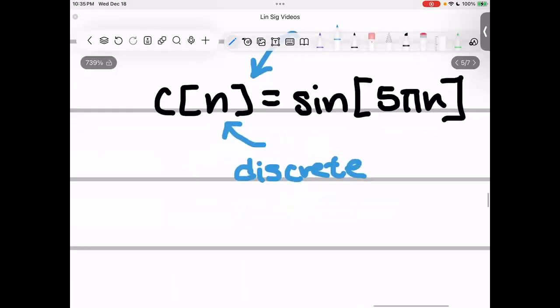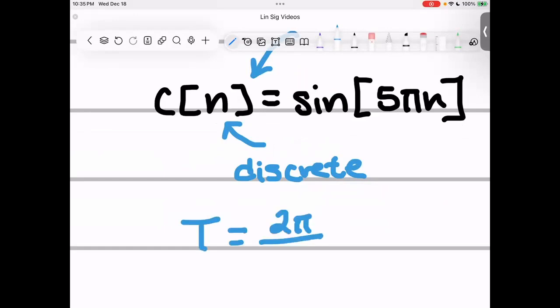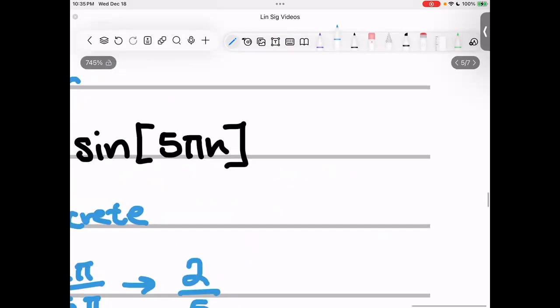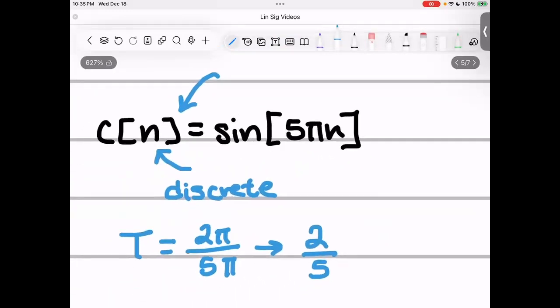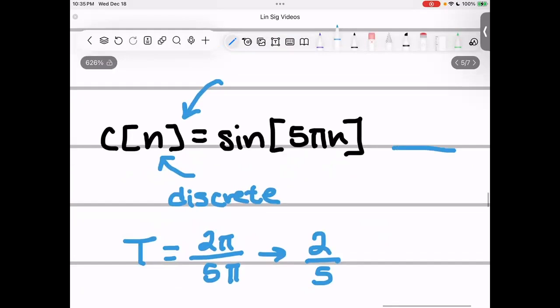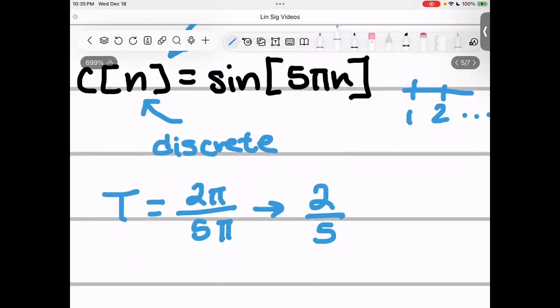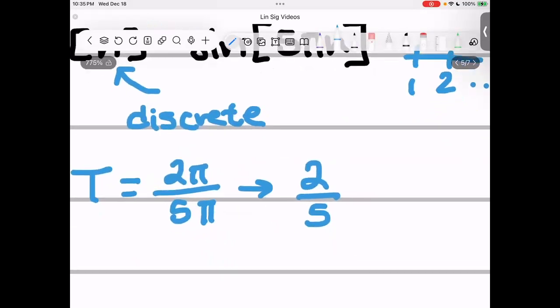If we get our period again, we're going to do 2 pi over b, and b here is 5 pi. We're going to get 2/5. But with discrete time, you're always moving by a whole number, by an integer. So for example, you're going to have a value at 1, at 2, so on and so forth. We're not going to have a value of 2/5. That's not a thing that happens in discrete time.